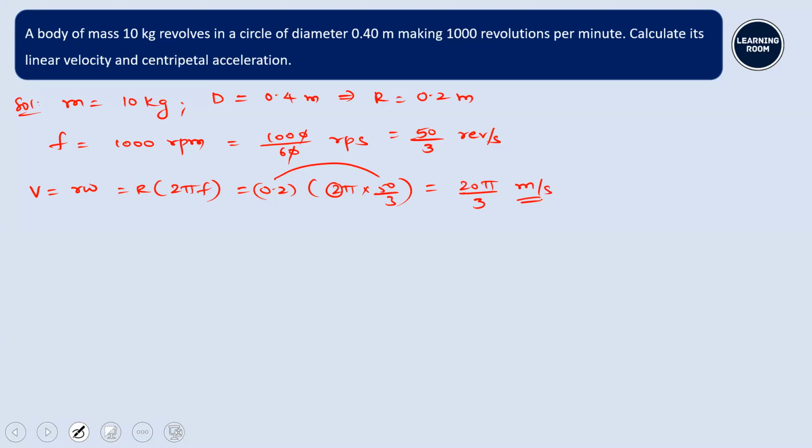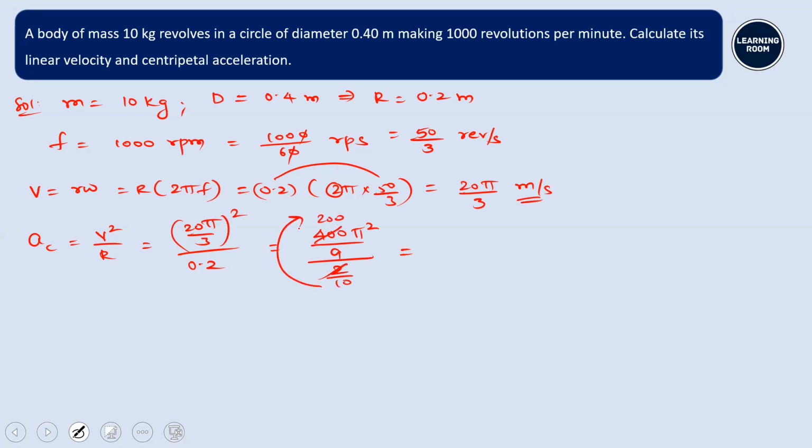In a similar way, if I need to find the centripetal acceleration, it is equal to v square divided by r. So v square is 20 pi by 3, the whole square, divided by r, which is 0.2. So this can be written as 400 pi square divided by 9, the whole divided by 0.2, which can be written as 2 divided by 10. So you write it as 2 by 10. This will cancel to 200, and the 10 goes to the numerator. It will become 2000 pi square divided by 9 meter per second square. So this is the required answer.